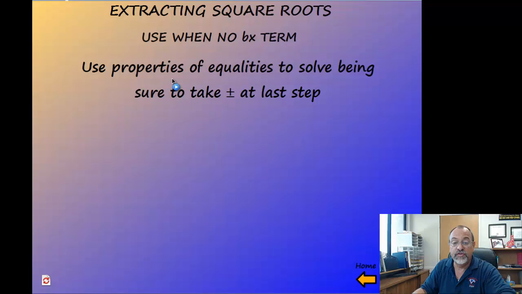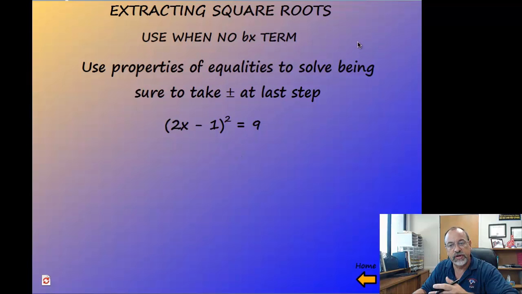Now, you're going to use the properties of equality to solve, and here's a very key point. Because you're going to be taking the square root at the end, that's always going to produce 2 answers, a plus or minus. And if you remember from last year, a quadratic is a second degree polynomial, which means it's going to have 2 solutions. So it's always going to be a plus or minus when you take the square root. So remember that rule. When you're taking the square root as a part of solving an equation, you have to take the plus or minus when you do that.